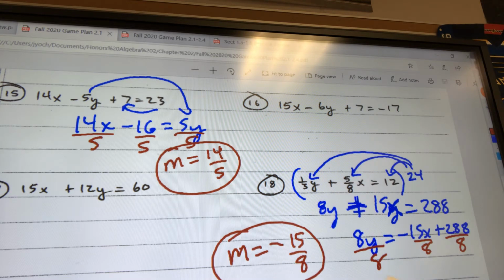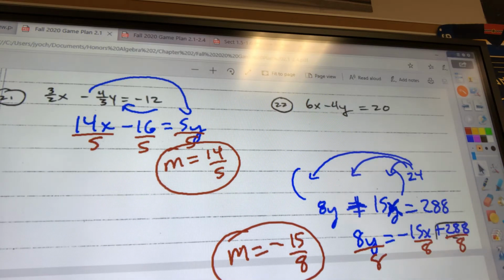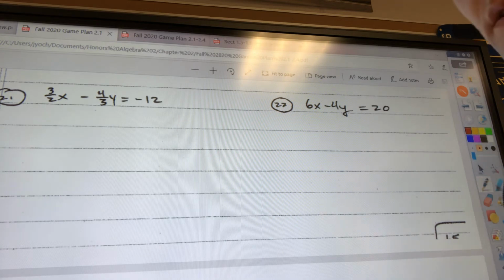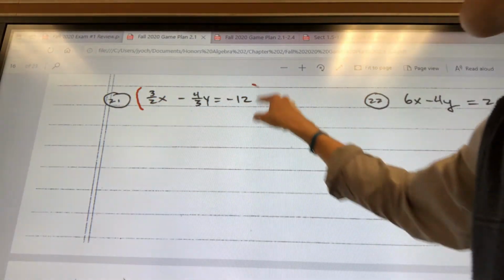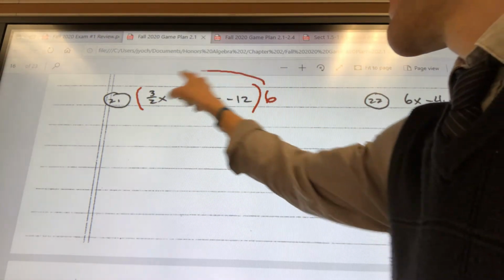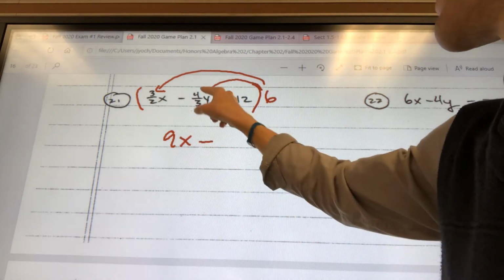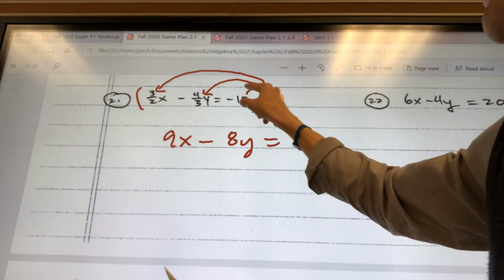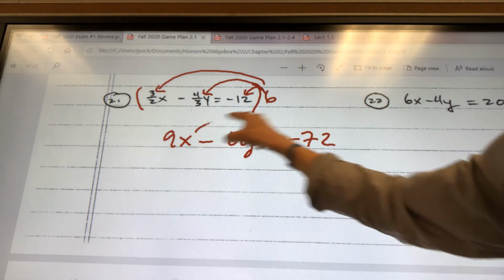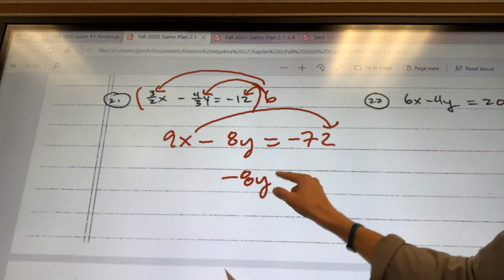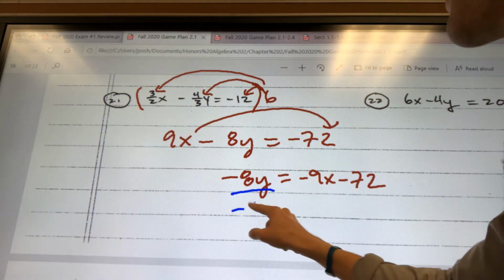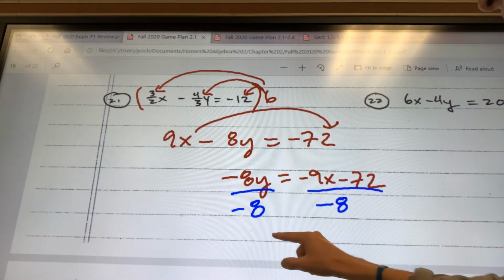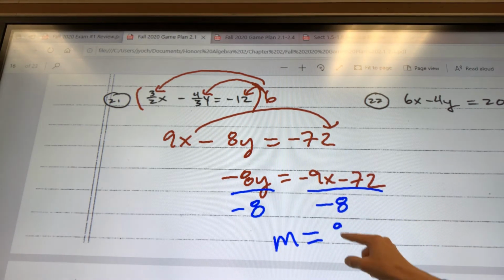All right. Then let's conclude on this page with number 21. This will be a nice long video here of answers. I'm going to get rid of the 2 and 3 by multiplying by 6. It's going to be 9x minus 8y is a negative 72. Move that over. Negative 8y is a negative 9x minus 72. Divide by negative 8. M is equal to a negative 9 over negative 8. 9/8.